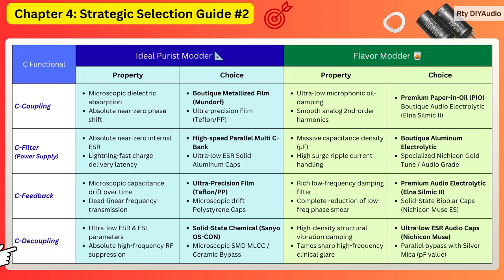Finally, for local C decoupling, the Purist slashes high-frequency RF oscillation using solid-state chemical caps or multi-layer ceramics, while the flavor modder masterfully tames sharp high-frequency clinical glare by pairing ultra-low ESR audio caps with premium silver mica bypasses. Select your blueprint, analyze your hardware property, and choose your weapon with absolute precision.